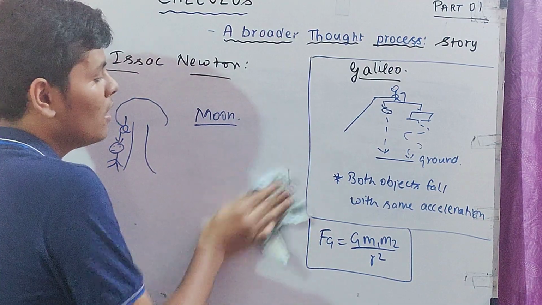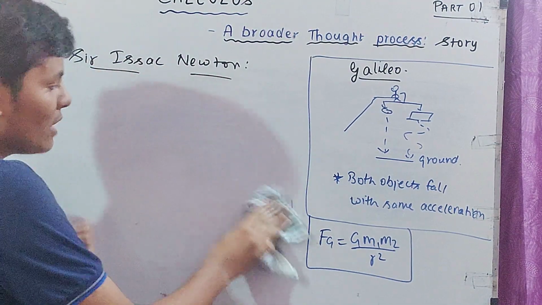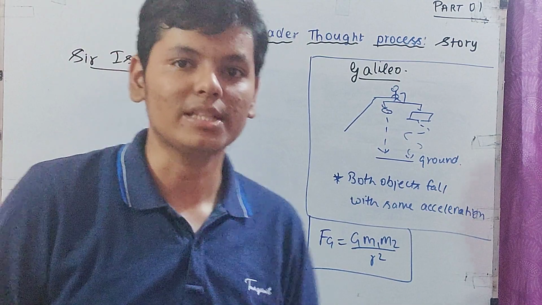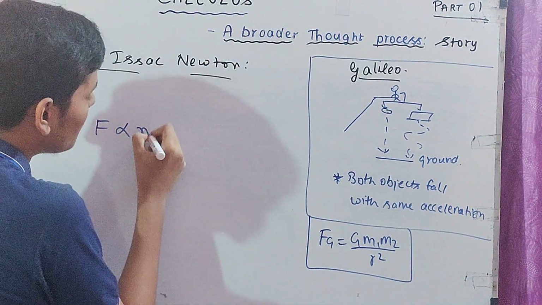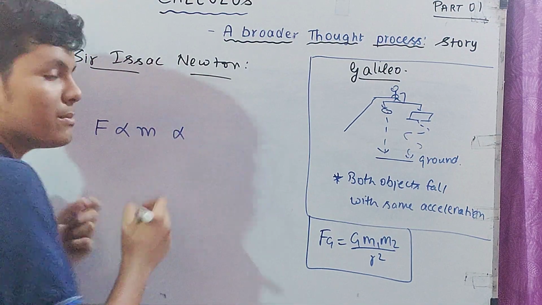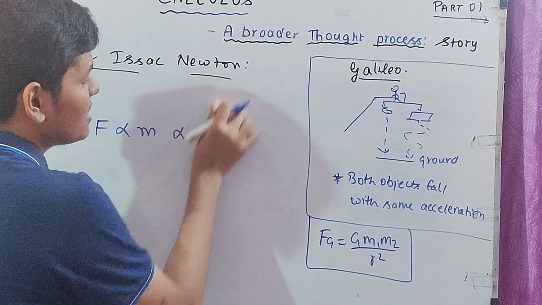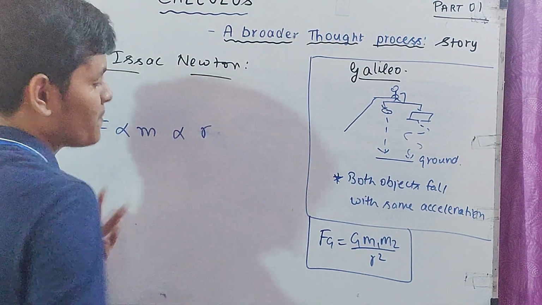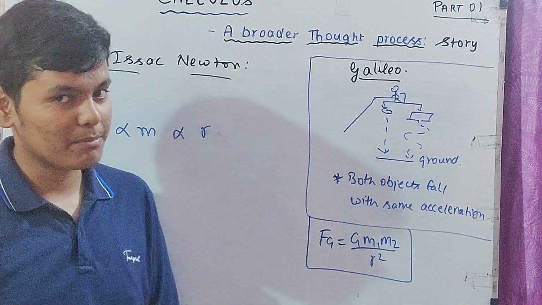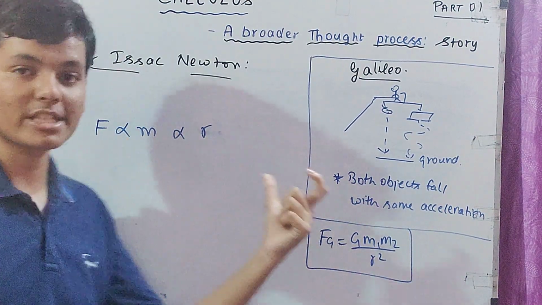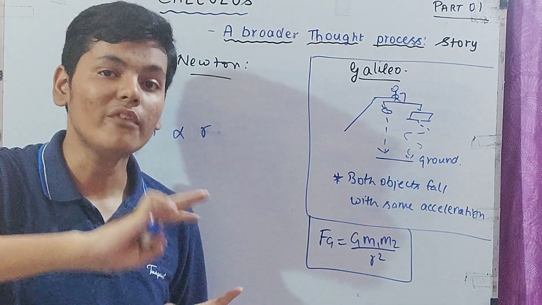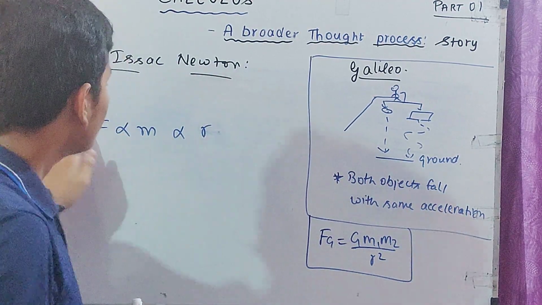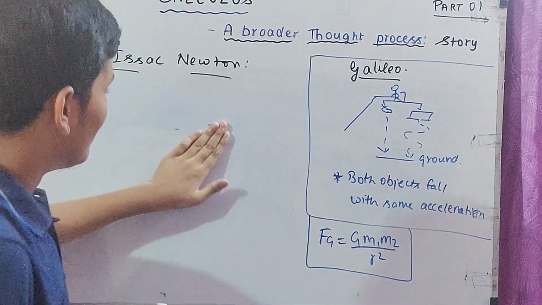Now, Isaac Newton wanted to find out the relation between force and mass. He wanted to find out the relation between force and distance, r suppose. Is it inversely proportional, directly proportional, whatever? He wanted to find out the relation between them. Now, from this era begins the era of experimentation. He started to experiment using different values.